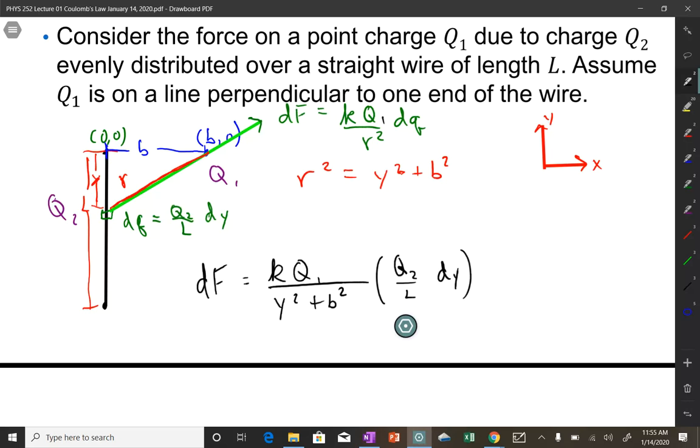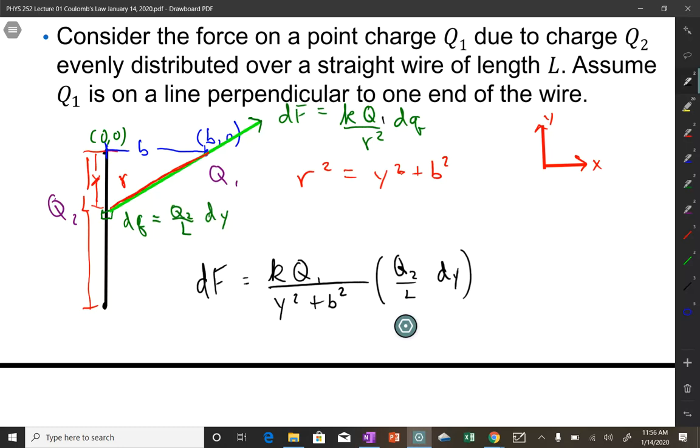but we do want to do things correctly and not just say, hey, it doesn't matter if I made a mistake. So how do we know that y is the only variable, because it doesn't look like we know what b is? Well, b is just a position. My problem wasn't as specific as your problem. Your problem says at a point, distance b away. My problem just said assume Q1 is on a line perpendicular to one end of the wire. And so based on that assumption, I'm saying b is whatever that distance is. Whereas your problem specifies that distance is b.